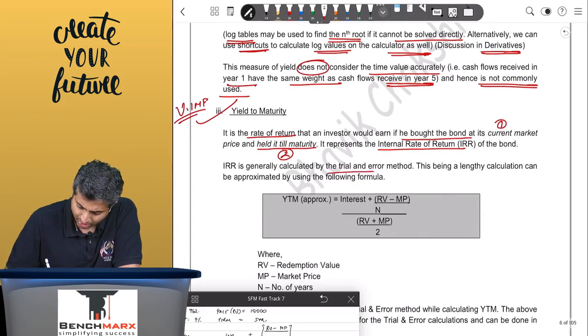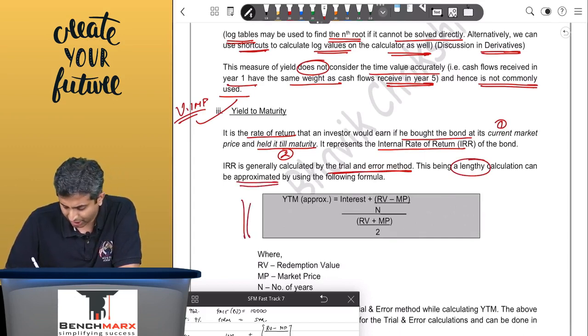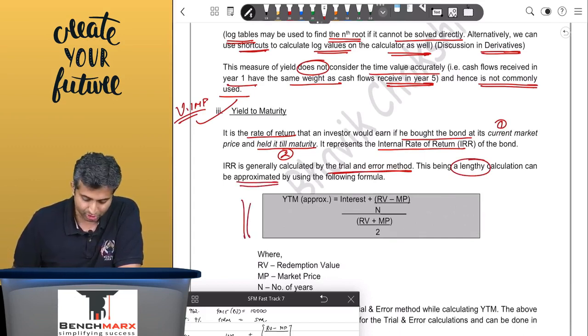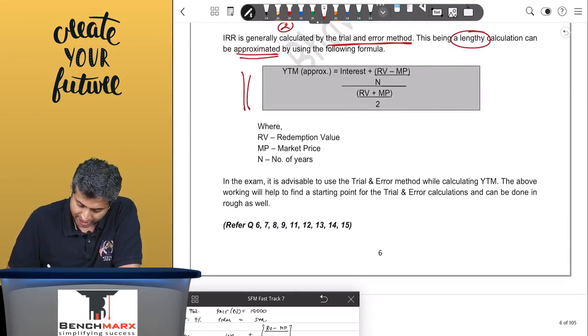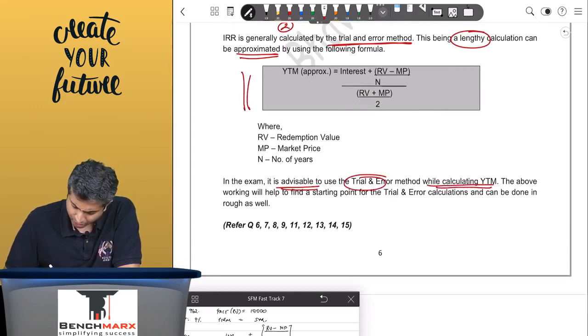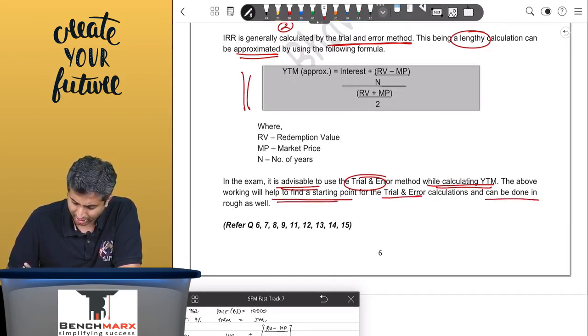IRR is generally calculated by the trial and error method. This being a lengthy calculation can be approximated by using the following formula. Like you take interest plus the average capital appreciation upon the average investment. Like we discussed, in the exam it is advisable to use the trial and error method while calculating the YTM, that is yield to maturity. The above working will help to find a starting point for the trial and error and can be done in rough as well if you want.